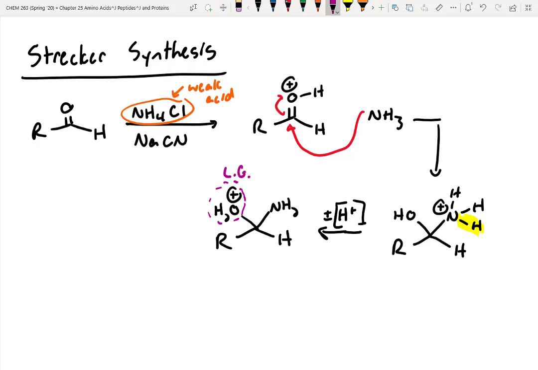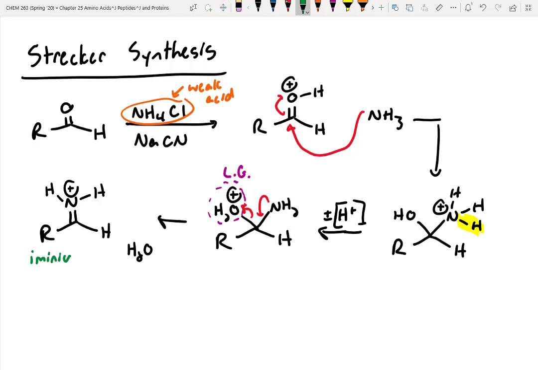So like we've seen many times before, we can clamp down, kick off our leaving group, and we can form our aminium ion. And water would be kicked off as our leaving group. All right, so this is our aminium ion. An aminium ion is just an imine that's been protonated, right?